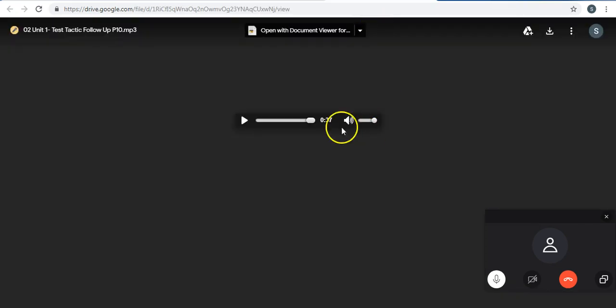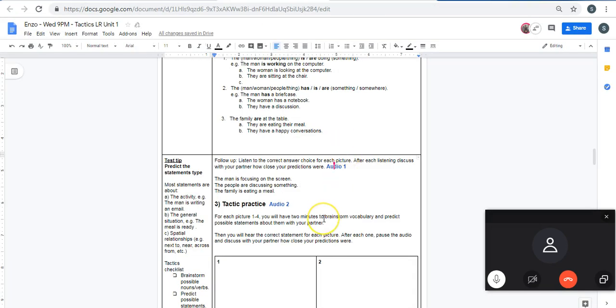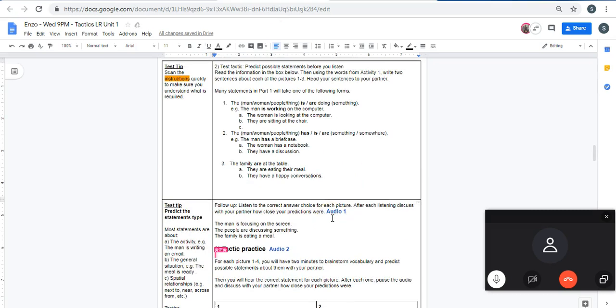Okay, so we're able to get that. It's just very quick. But let's see if your sentences are close to what's in the book, on the sentence that you constructed. So the first sentence, can you read it, please? The man is focusing on the screen.